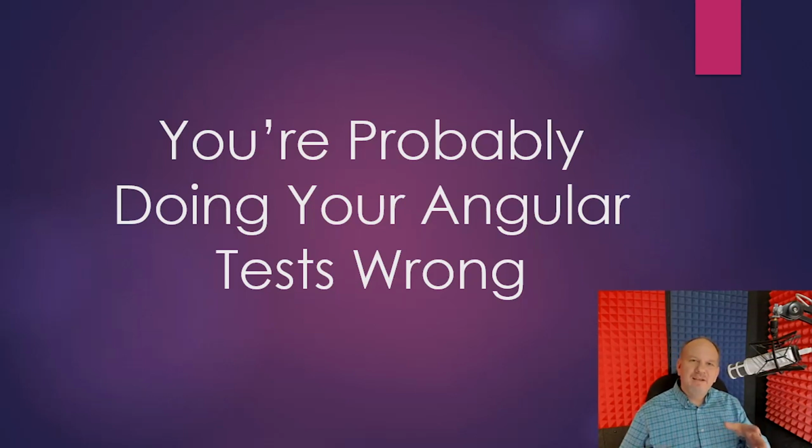And the problem is the Angular CLI tells us to do our tests a certain way, and it gives them to us when it creates them for us in a specific way, and we just blindly follow along with what it's doing. And the reality is the CLI is giving you the wrong information. It's telling you to do wrong things. And so I'm here to correct that.